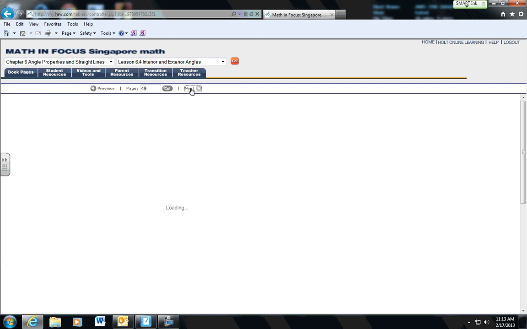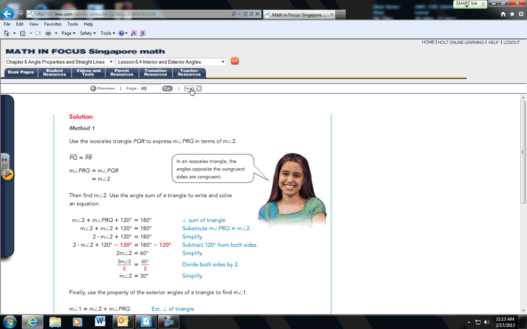Let's look at page 50. It's got guided practice number 5 and number 6 on page 50.